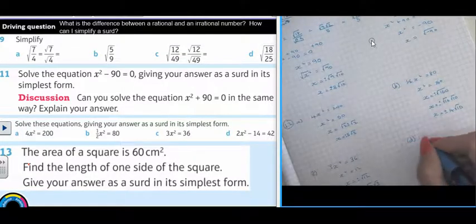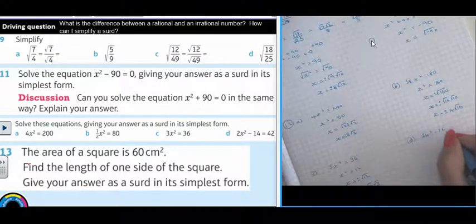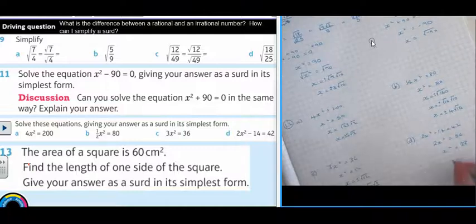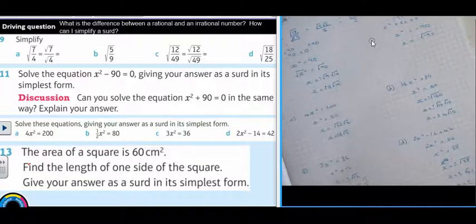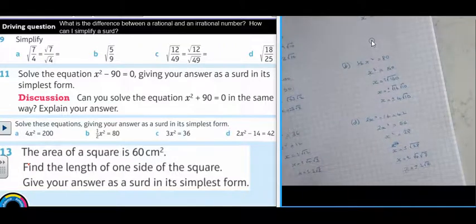And then d, 2x squared minus 14 equals 42. Start by adding 14 to both sides. That will give us 56. Divide by 2, 28. Square root, and simplify if possible. x is equal to plus or minus 2 root 7.